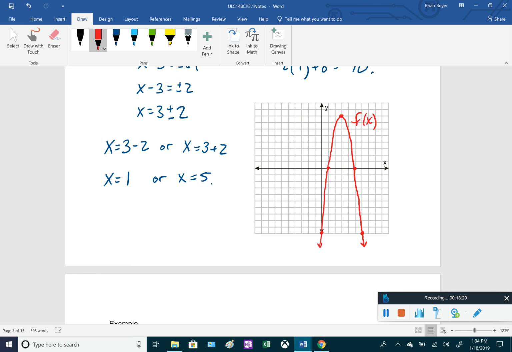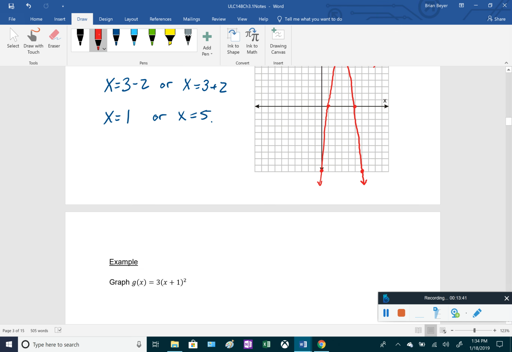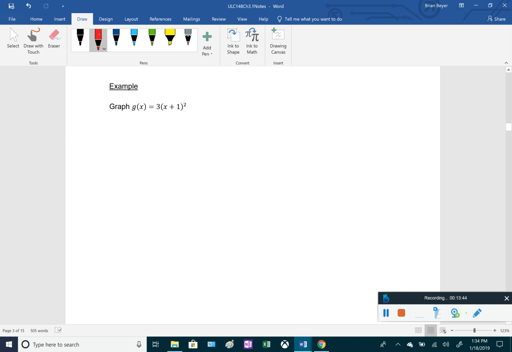So it opens downwards, meaning we have a maximum value right here at the vertex. No point is greater than that on the whole entire graph. And the axis of symmetry here would be x equals 3. Okay, let's do 2 more for standard form, just so we can see all the different cases for how these are going to look.